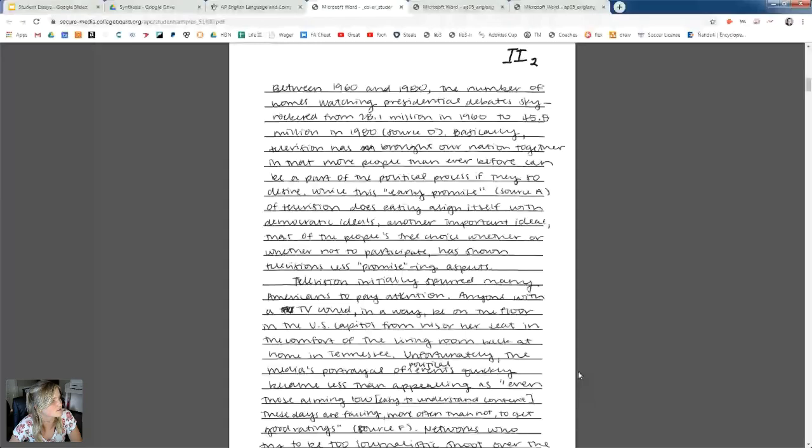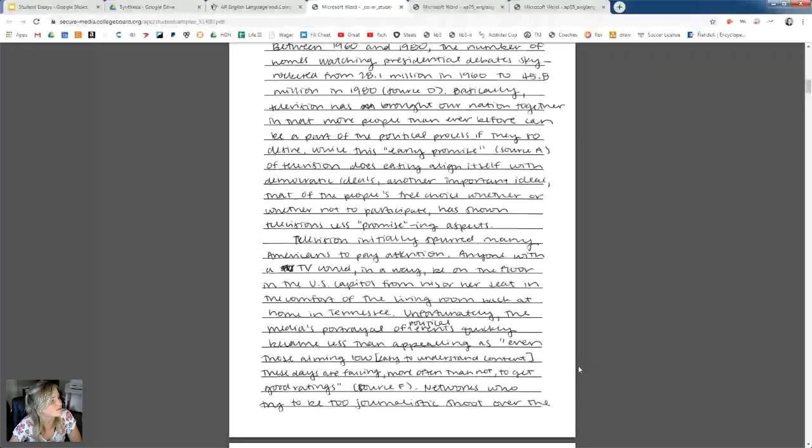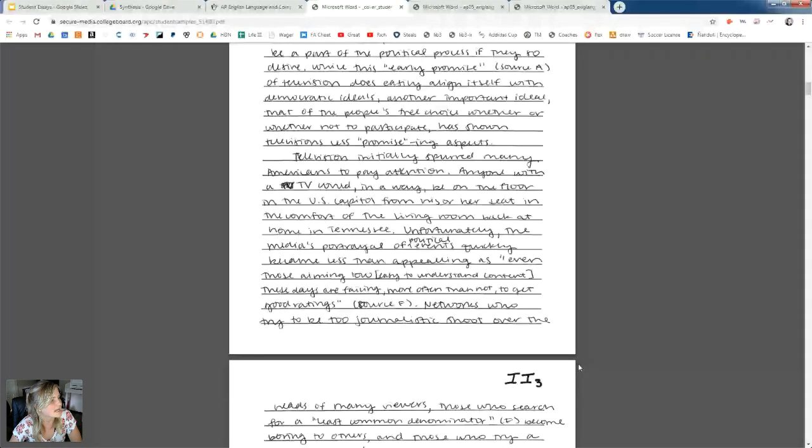Until this early promise, source A, of television does easily align itself with the democratic ideals, another important idea, that of the people's free choice whether or not to participate, has shown television's less promising aspects. Television initially spurred many Americans to pay attention. I can't even read it. By on the floor in the U.S. Capitol from his or her seat in the comfort of the living room back at home in Tennessee.